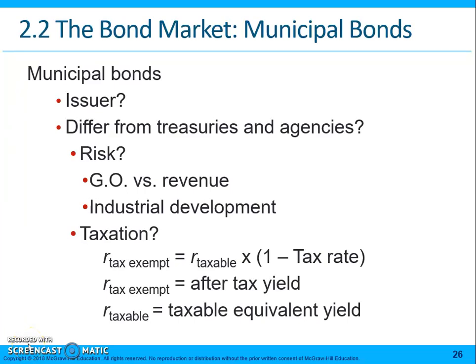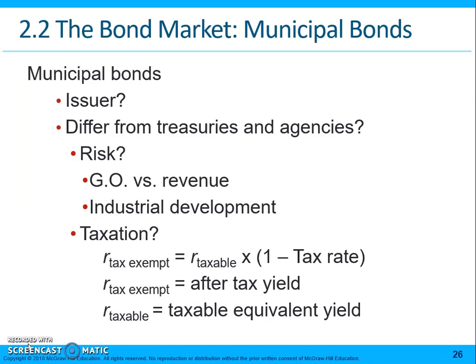When we left off the last section, we were talking about taxation. We can compare tax exempt and taxable rates. The after-tax yield is equal to the taxable yield multiplied by 1 minus the marginal tax rate. We can actually rearrange that equation. The taxable yield is equal to the tax-exempt rate divided by 1 minus the marginal tax rate.